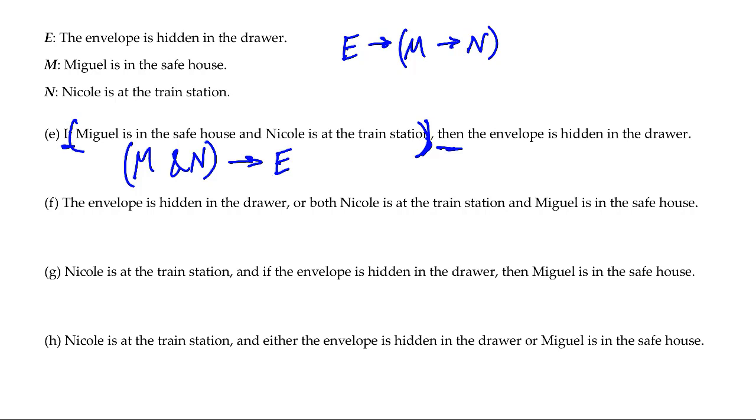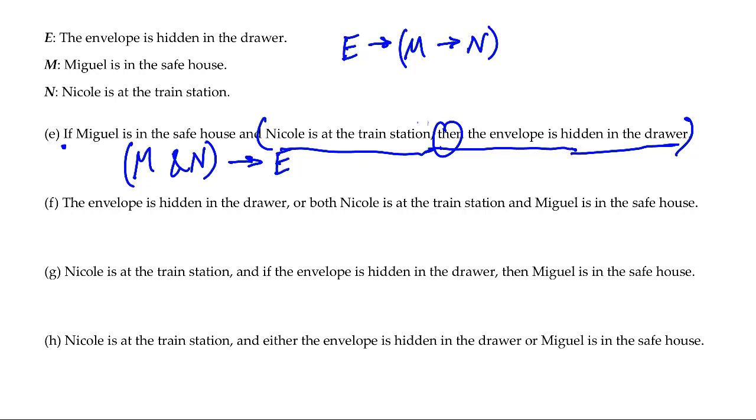Okay, and let's see here. Just to tell you, if you tried to set it up this way, it wouldn't make sense: Nicole is at the train station, then the envelope is hidden in the drawer. What we have in the parentheses needs to be a full English sentence, and you can't have a then without an if. So, it wouldn't work to split it up this way.